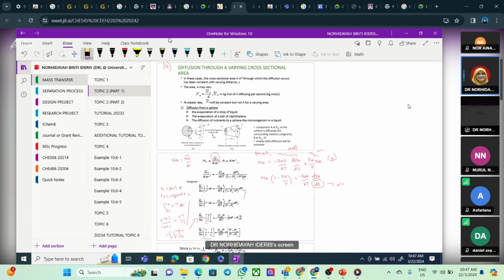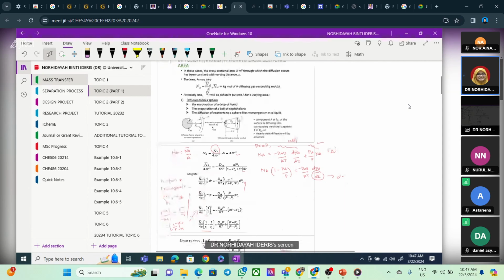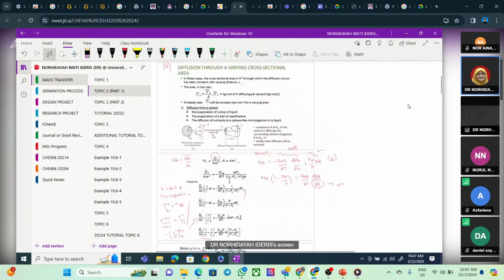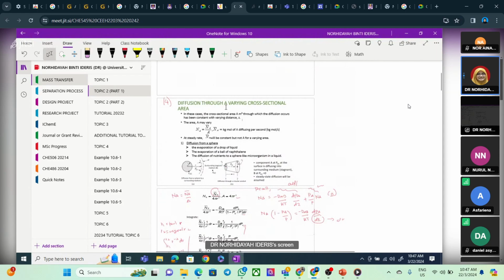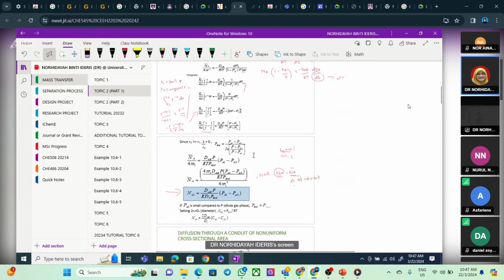Okay, so as I mentioned to you, the derivation of this equation, okay, saya jump terus lah. Alright, untuk case diffusion through a varying cross-sectional area, the final equation that we're going to use is in this one, in this blue box here. Okay, so perhaps you can spot the difference right now, that the delta z is replaced by the r, which is the radius.